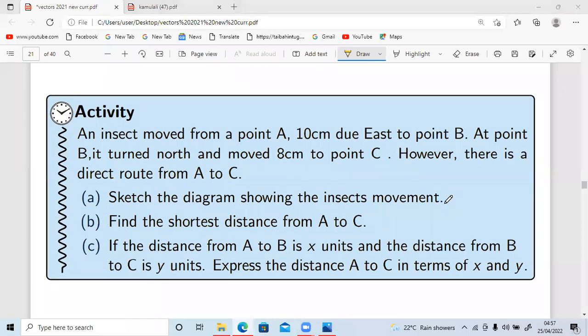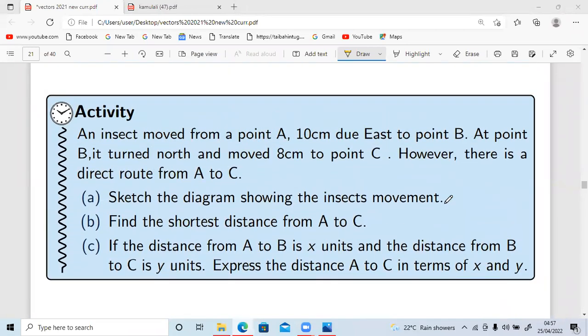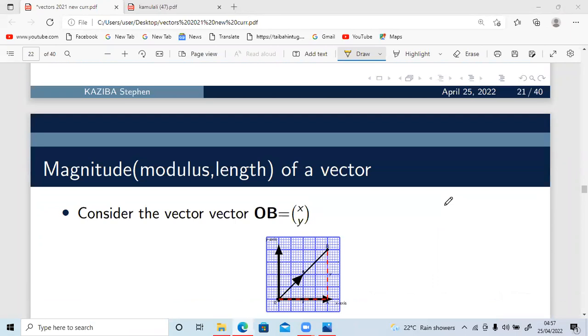These are section A numbers. Okay. We are not going to do this activity. I wanted to show you something, but we are not going to do it.